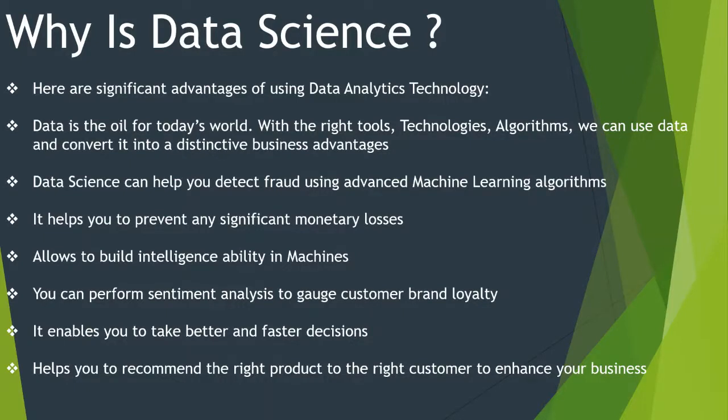These algorithms are used in Google, and then Gmail, and then lots of things. It helps you to prevent any significant monetary losses, which means money losses, and then allows you to build intelligence ability in machines. You can perform sentiment analysis to gauge customer brand loyalty. It enables you to take better and faster decisions. If they are the right customer or they are the fraud customers, like that, it will help us to take faster decisions, and then helps you to recommend the right product for the right customer, and then for enhancing our business.